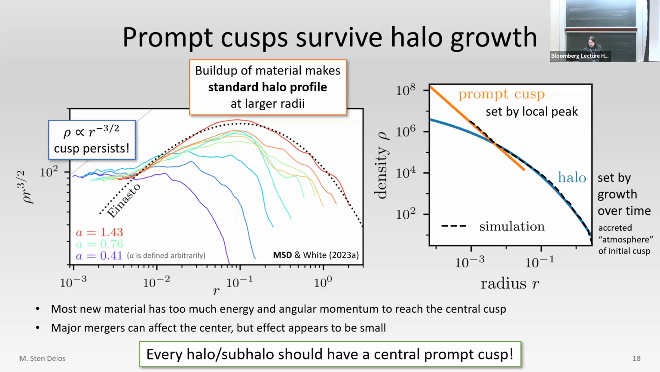Actually, this outcome nicely illustrates why I think of prompt cusps as a different phase of cosmic structure from dark matter halos, because we have this prompt cusp that is set by this monolithic collapse process. Its properties only depend on the local properties of the initial peak. And then around it, we get a halo, which is set by the growth, by this gradual accretion over time. You can actually think of it as some kind of accreted atmosphere of the initial cusp.